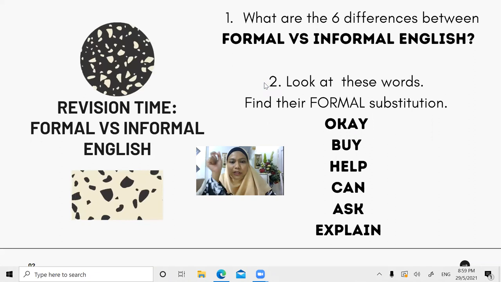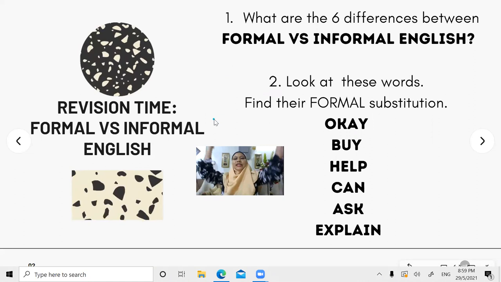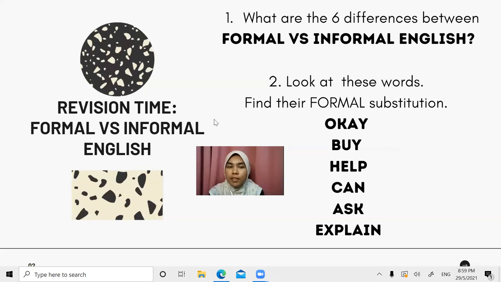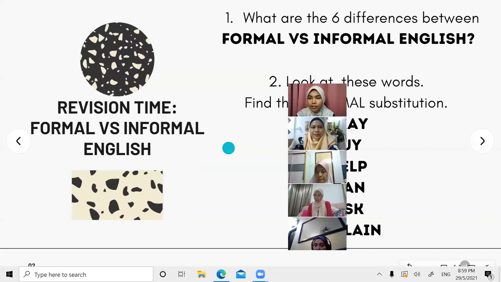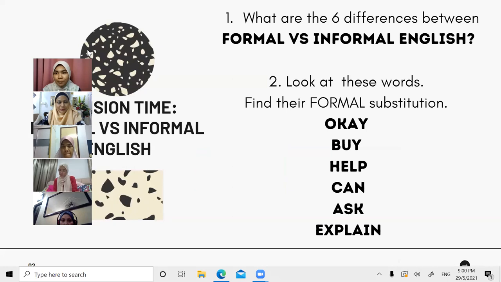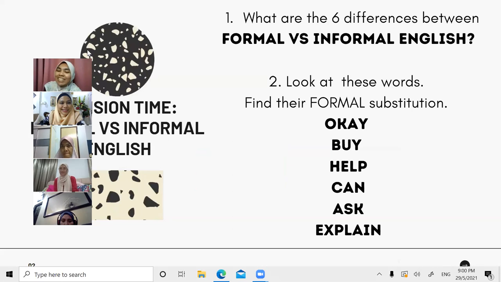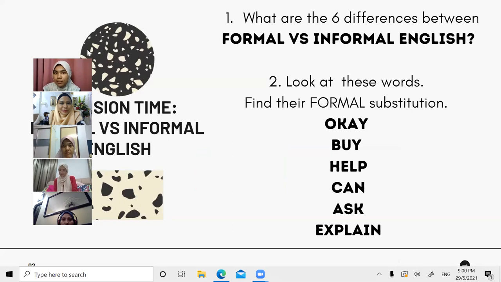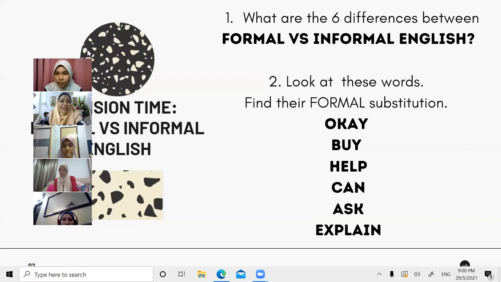Okay, thank you. And last but not least, number six. Number six is slang. Example? For example, in informal sentences, we can use short forms such as ASAP. But in formal sentences, we cannot use it. We have to write the full sentence, as soon as possible. Yes, correct. So no short forms, no slang when you're speaking or writing formal English.